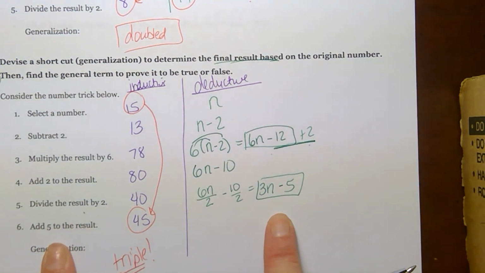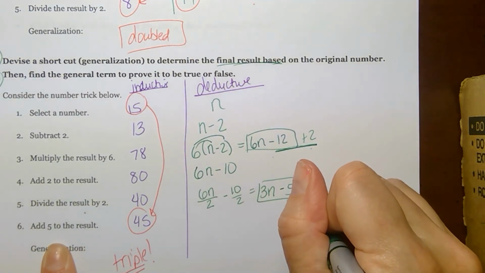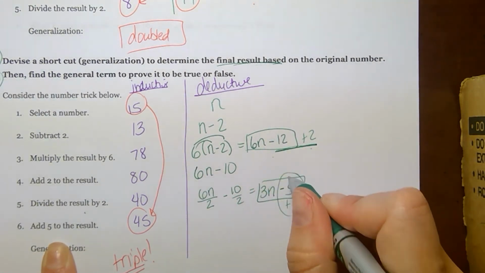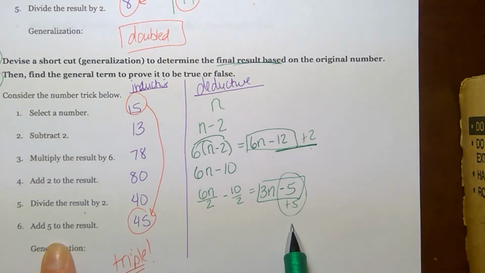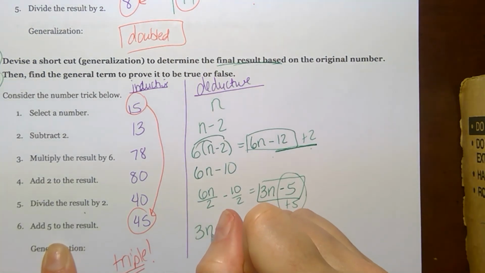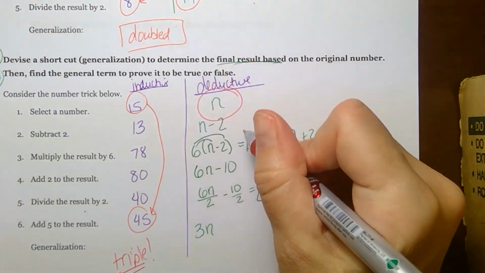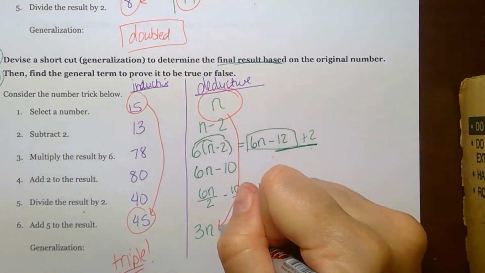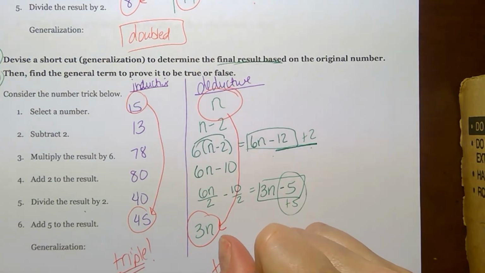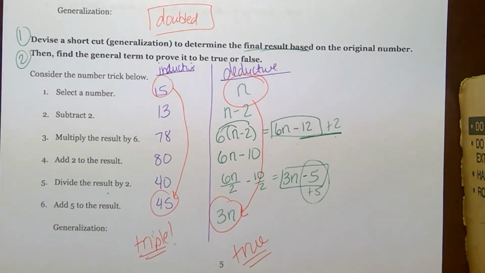And my last step is to add 5. So if I add 5 there, negative 5 and positive 5 are opposites. They add to 0, so I'm left with 3n. So in general, if I start with n, I finish with 3n, and I have tripled my result, so my generalization was true. We did a good job.